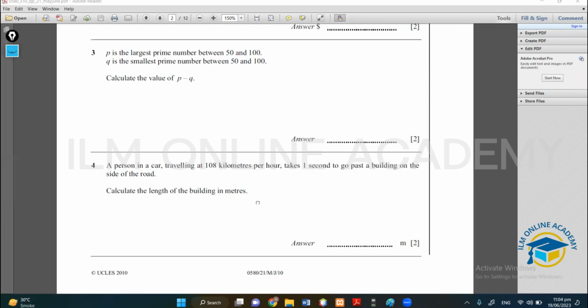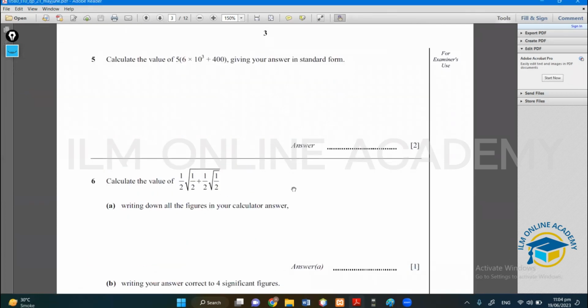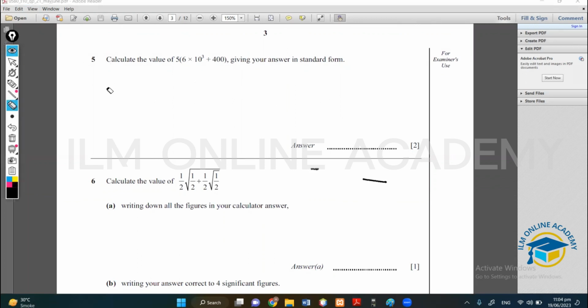So our next question is question number 5. Question number 5 is to calculate the value of 5 times the bracket 6 multiplied by 10 cube plus 400. Give your answer in the standard form. We can solve it with the help of a calculator, and I will show you. But we can also do it by simple multiplication.